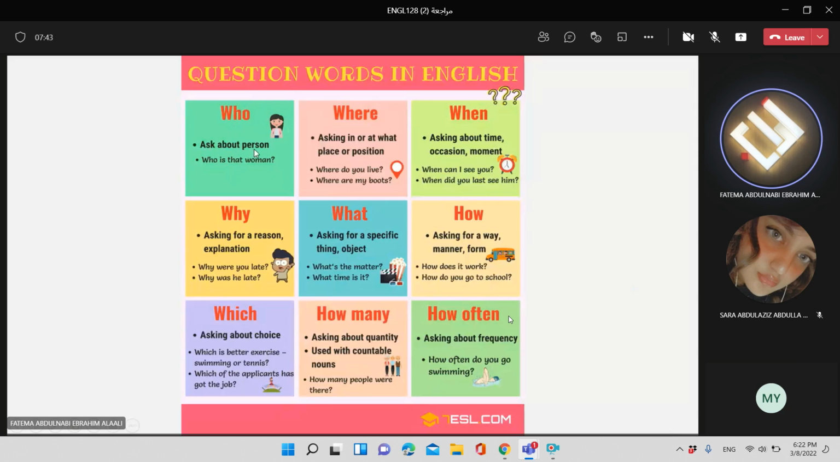So here is the explanation. For who, we ask about a person, like who is that woman? Who is she? She's my sister, she's my friend. So we use the word who to ask about a person. Where, to ask about a place or position. When, we ask about time, occasion, and moment. Why, we ask for a reason. If we want to ask about a reason, we use the WH word why. And for asking for a specific thing or object, we use the word what.